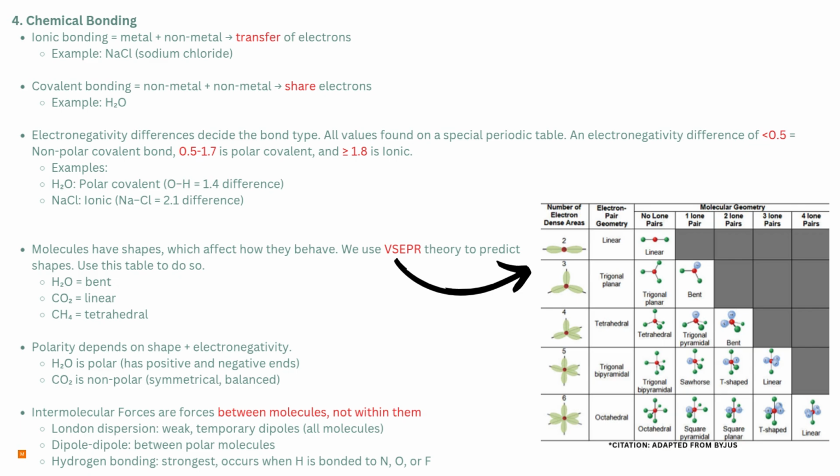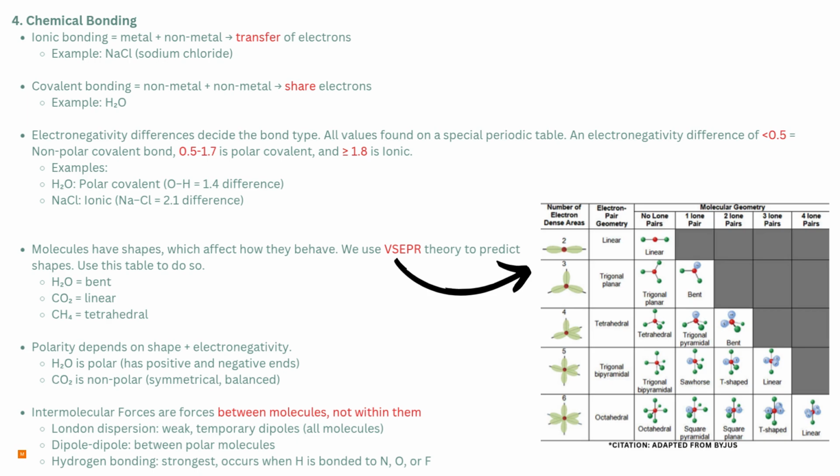Then we have covalent bonding. That's when two nonmetals share electrons instead of transferring them. Example, water. Each hydrogen shares its electron with oxygen. How do we know the type of bond? Well, the electronegativity difference between atoms tells us. We have different values telling us different kinds of bonds. You don't need to memorize these; they will be given to you. Now, molecules have shapes. We use VSEPR theory to predict these based on electron repulsion.